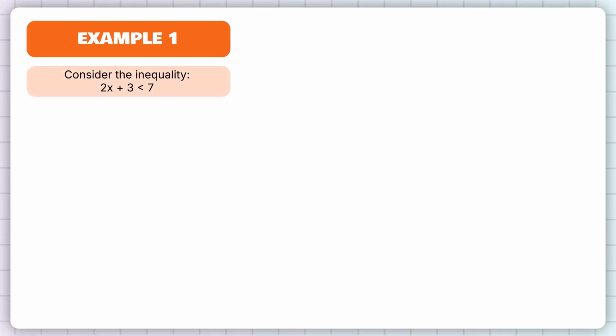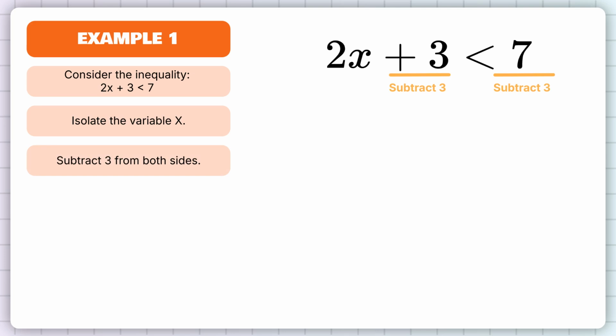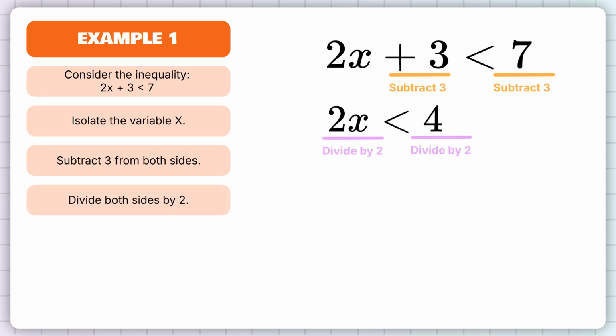Consider the inequality 2x plus 3 is less than 7. We want to isolate the variable x and then plot this on a number line. Here's a step-by-step solution. First, subtract 3 from both sides of the inequality, leaving us with 2x is less than 4. Next, divide both sides by 2, which simplifies to x is less than 2.